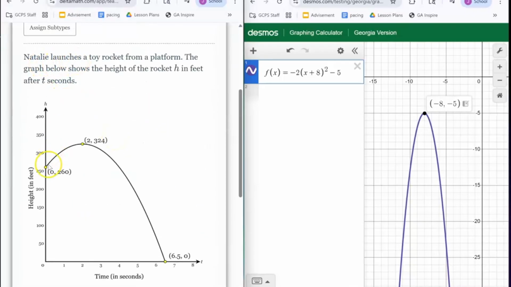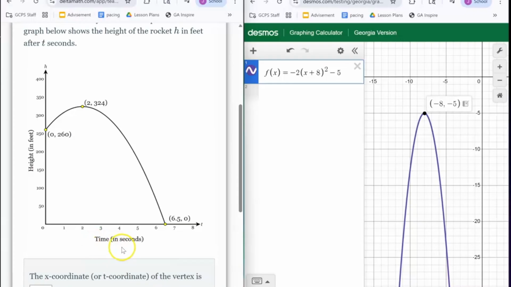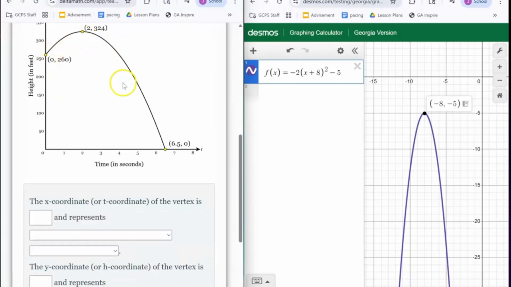All right, so here's my question. Natalie launches a toy rocket. So obviously it's going to go up and go down from a platform. The graph below shows the height of the rocket after t seconds. So this is the height, this is the time. So the rocket goes up and then it comes down. Notice it doesn't go any further than that because it starts when you launch the rocket, and it stops when it hits the ground, it doesn't go under the ground.